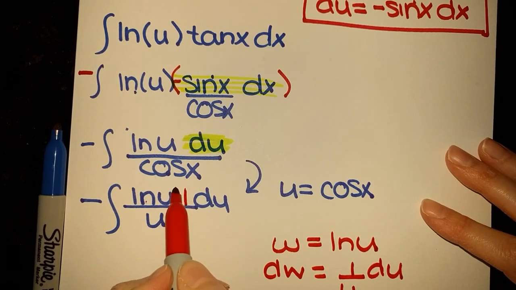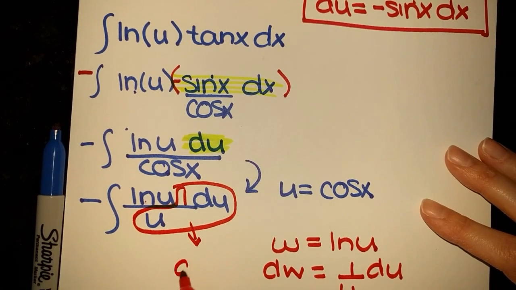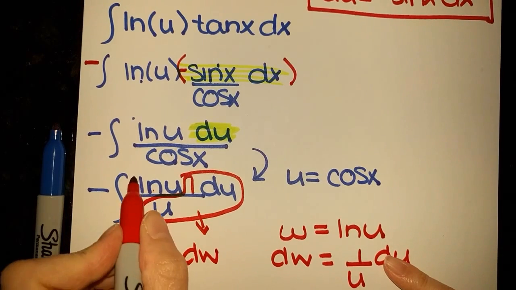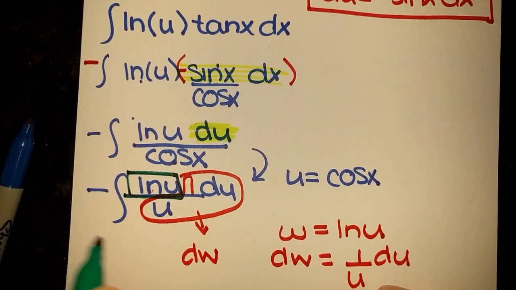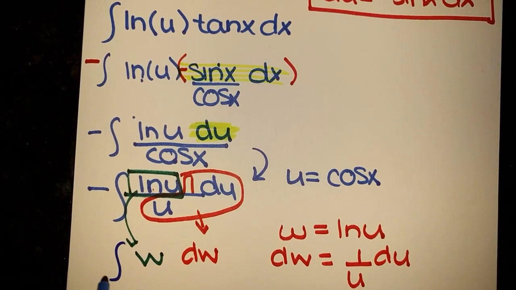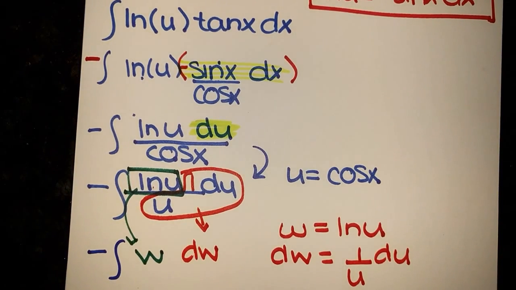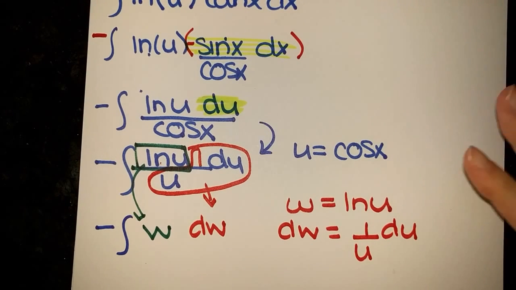And what I can do is I can say that this 1 du over u would become my dw, and then this natural log of u would become w. And then we're integrating and have a negative in front. So with that substitution, now that everything is in terms of one variable, we're going to try to integrate. And here, when we try to integrate, we go through the same process.